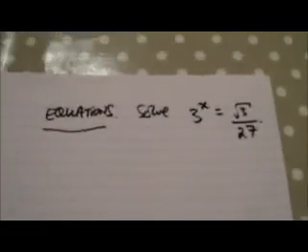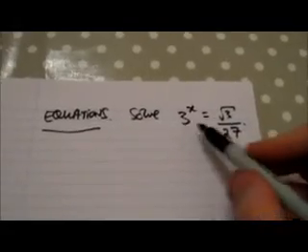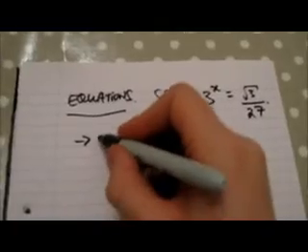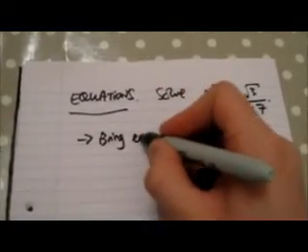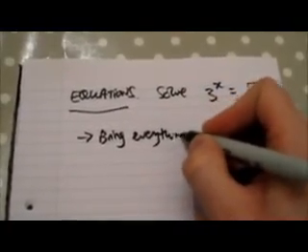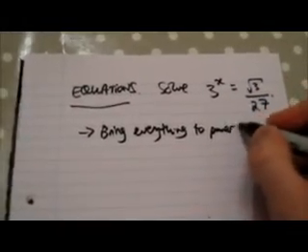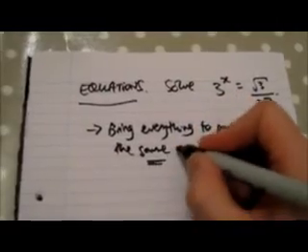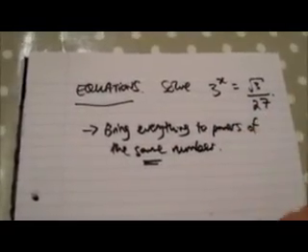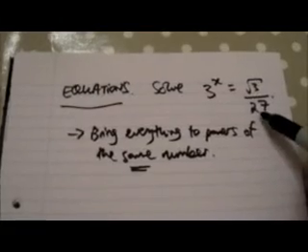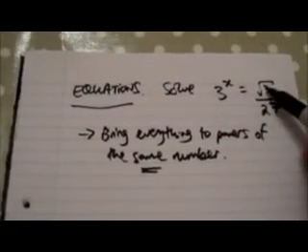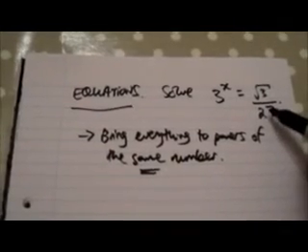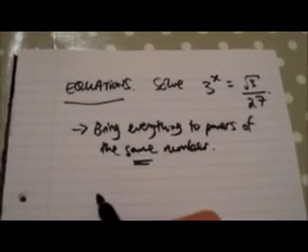So we want to find what number x must be so that the left hand side is equal to the right hand side. What we always do, the cardinal rule here, is bring every number that we have to a power of the same number. So here, the obvious choice is 3. We should be able to write the square root of 3 as 3 to a power, and the 27 we should be able to write as 3 to a power. So step number 1 is bring everything to powers of the same number.